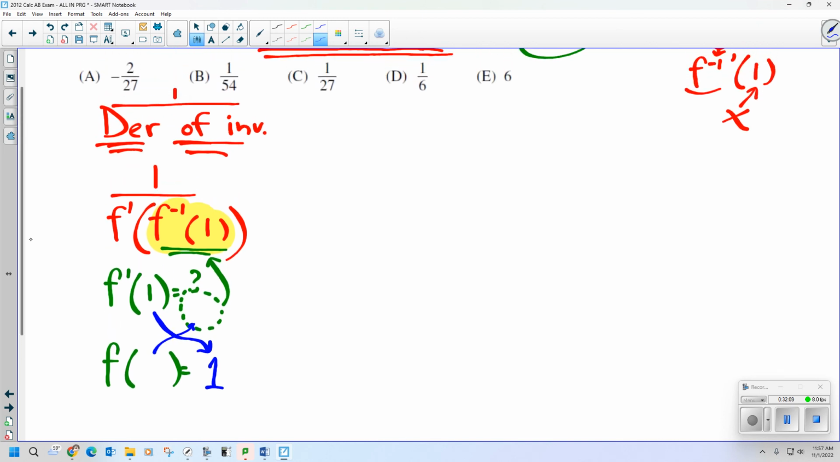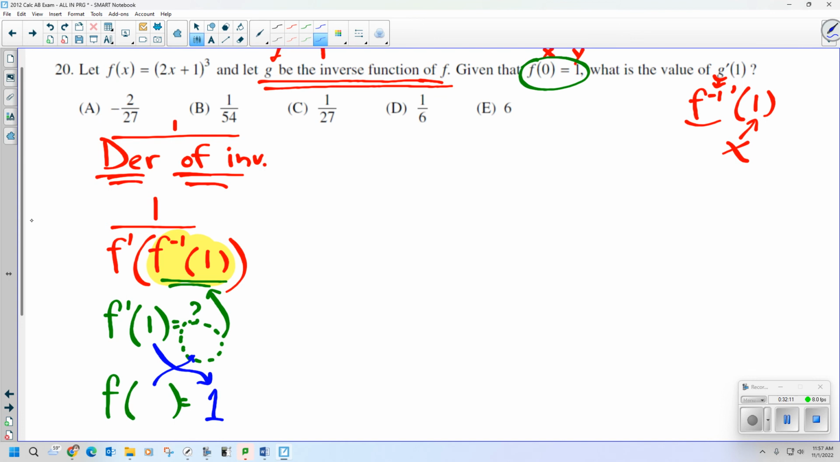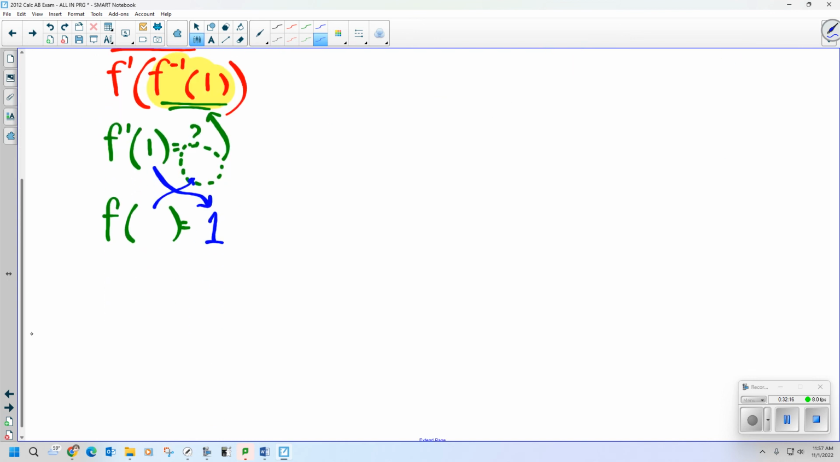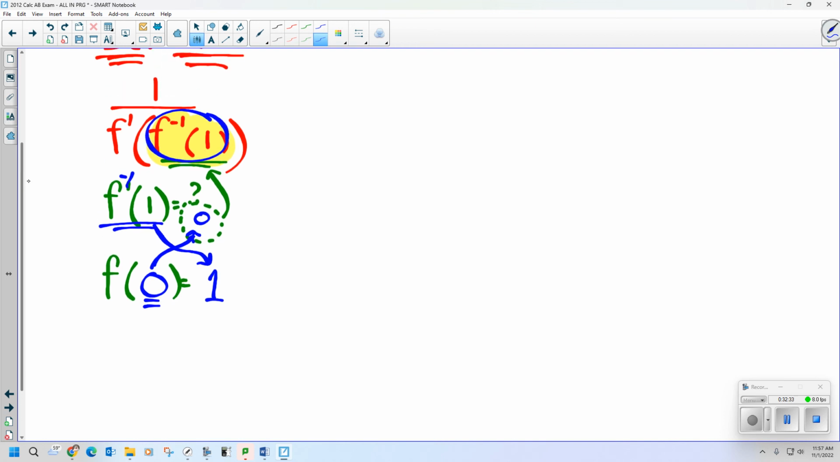I look here. They tell me f of 0 is 1. F of 0 is 1, which means this is now going to come here, okay? This should be inverse, okay? The inverse of 1 is 0. So this whole thing I'm going to replace with a 0.